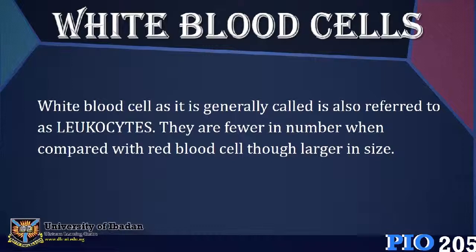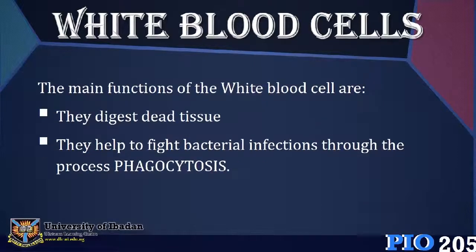White blood cell, as it is generally called, is also referred to as leukocytes. They are fewer in number when compared with red blood cells, though larger in size. They are soft nucleated cells of between 4,000 to 11,000 per cubic millimeter and account for about 1% of the blood volume. The main functions of the white blood cell are: they digest dead tissue. They help to fight bacterial infections through the process of phagocytosis.